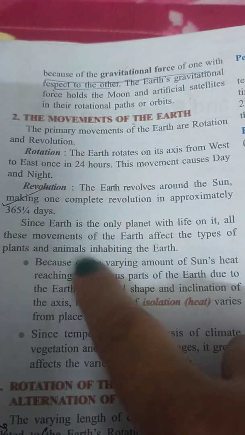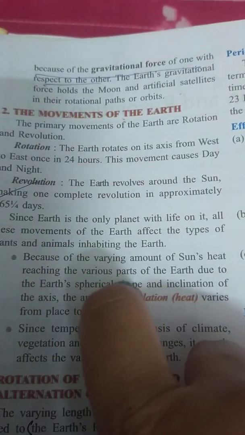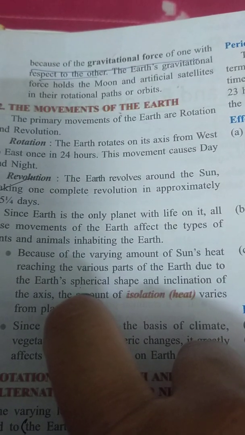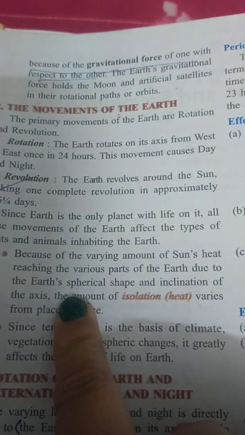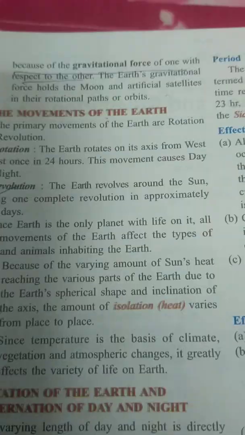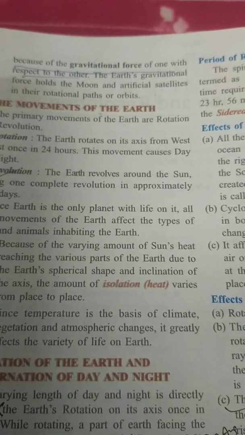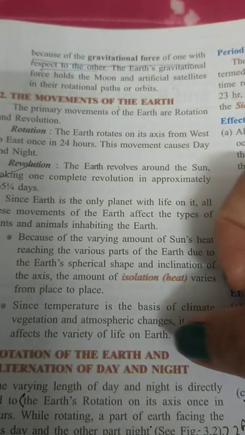The earth is the only planet where life exists. All these movements of the earth affect the type of plants and animals that inhabit the earth. The amount of sun heat falling on the earth is not the same in all parts of the earth, due to the spherical shape of the earth and the inclination of the earth's axis. Inclination means the earth's axis is not straight, it is inclined. For six months the north pole is inclined toward the sun and for six months the south pole is inclined toward the sun. This is the reason the amount of insolation, that is the amount of heat, varies from place to place.